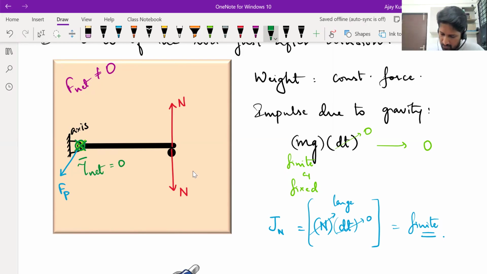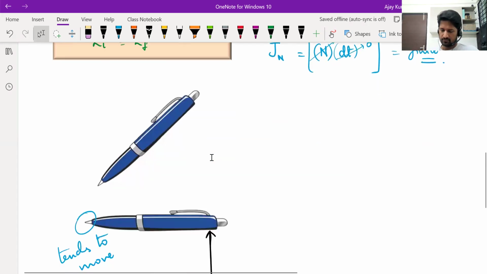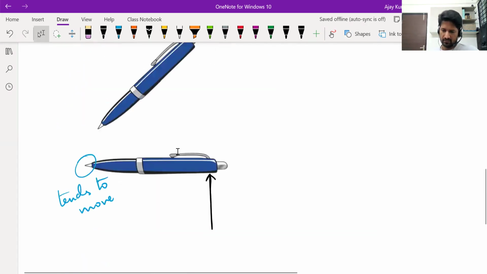And how do you apply angular momentum conservation? Initial angular momentum about that axis itself is equal to final angular momentum. Vanilla, is this what you did? Yes, sir. Okay, let's see.